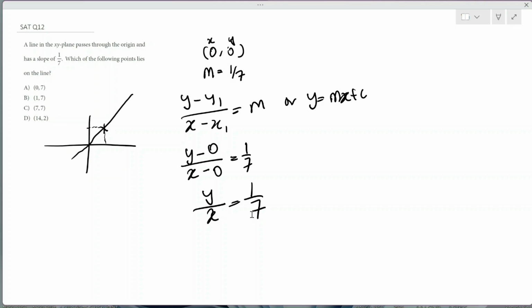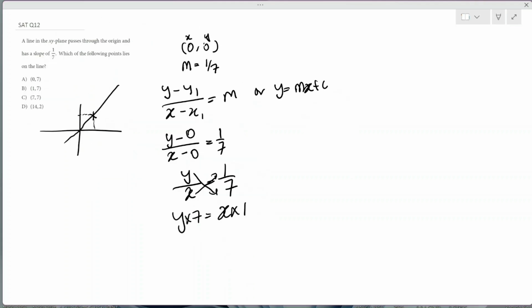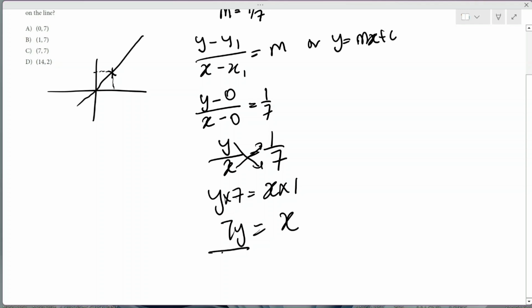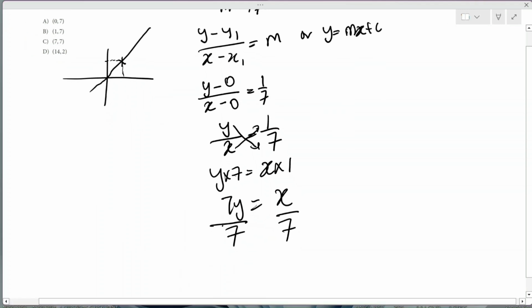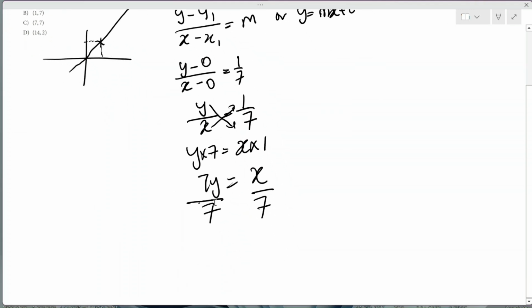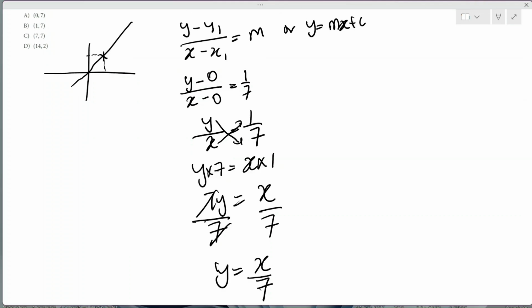To get rid of the fractions, at this point you cross multiply. You have y times 7 equals, on the other side of the equal sign, you have x times 1. Y times 7 is 7y equals x times 1 is x. We go on to divide both sides by 7 because we want our y to stand alone. 7 cancels 7, y equals x/7. We'll come back to finding the equation using this method later. Let's just see which of the options is the correct one.